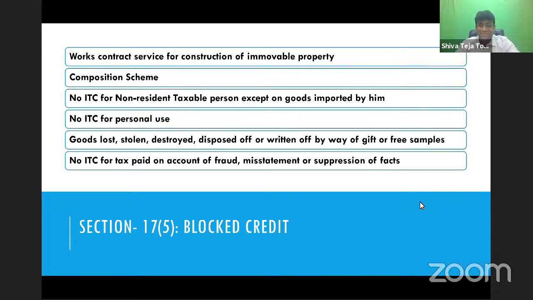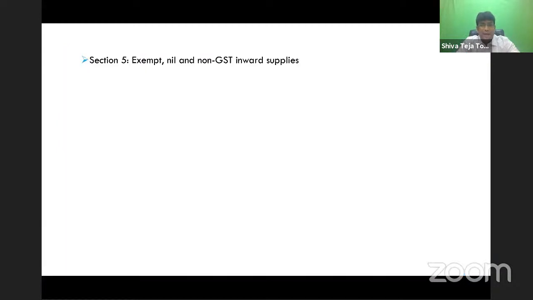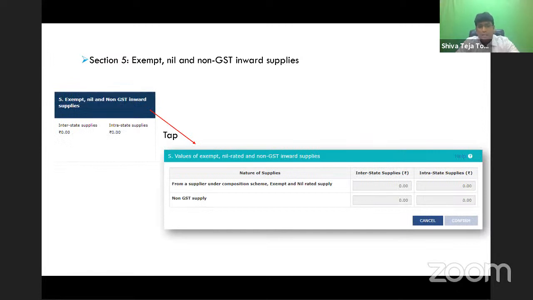Yeah. Next. Let's proceed, my dear friends, now. Exempt, nil rated and non-GST. This point we already discussed. What is the difference between exempt, nil rated and non-GST? Yeah. One or two more questions from our friends.